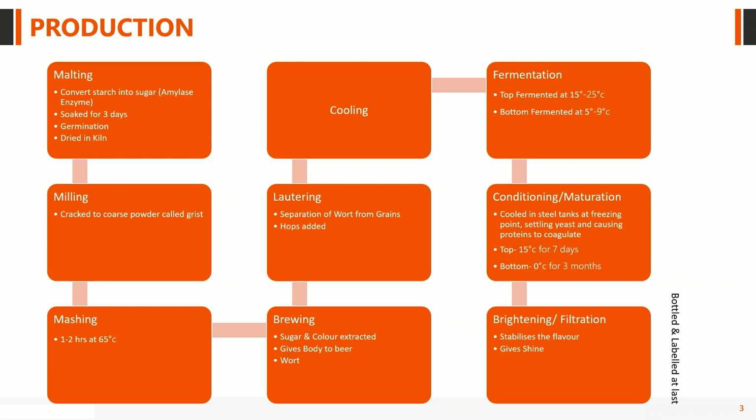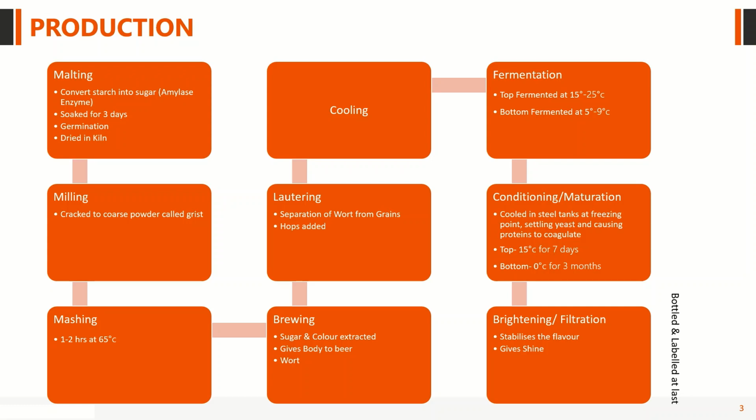First is malting. It is done at a temperature of 10 to 16 degrees Celsius. It is carried out to convert the starch present in the grains into sugar for yeast to feed on. The amylase enzyme that is present helps in this process. The harvested grains, let's say barley, are soaked in water for 3 to 4 days and then spread on the floor to germinate. After germination, these grains are dried in a kiln. A kiln is a thermal chamber like an oven but bigger.